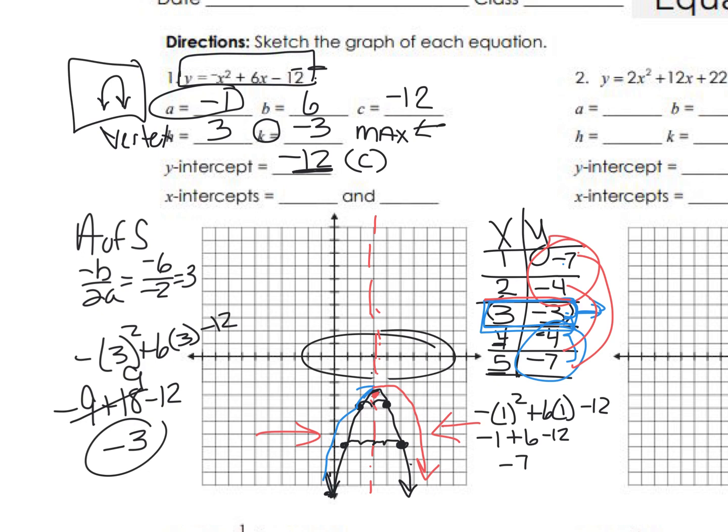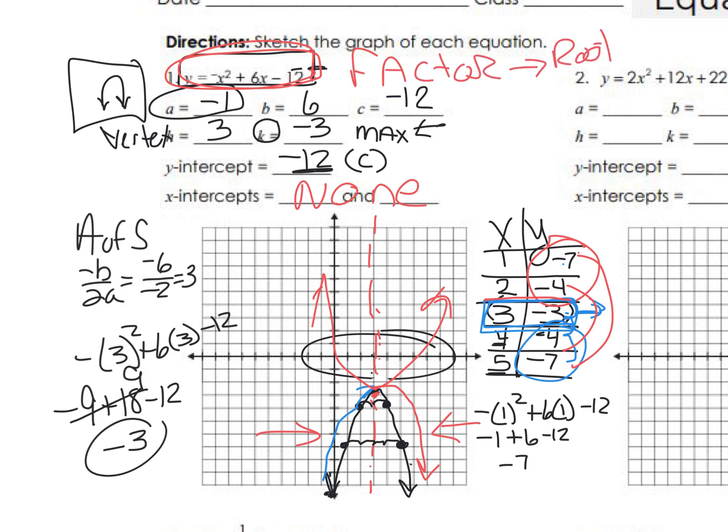All right, so x-intercepts. Again, we're not crossing the x-axis, so there's none. If we were crossing, like if this was upward and I needed my x-intercepts, then you would take the equation and you would factor and find your roots. Okay?